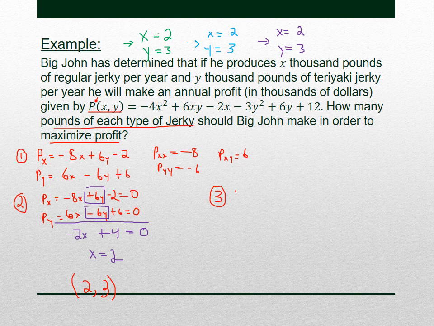Okay, so that's the end of step 3. What we ended up getting, no matter how you did it, is... First off, that was the end of step 2, not step 3. And what you got was the point (2, 3) was our only critical value. Alright, so that was the end of step 2.